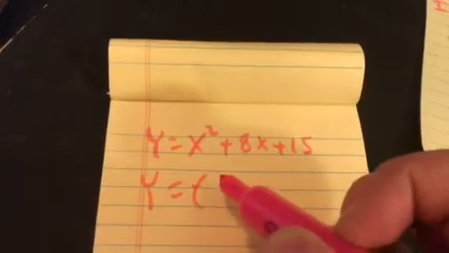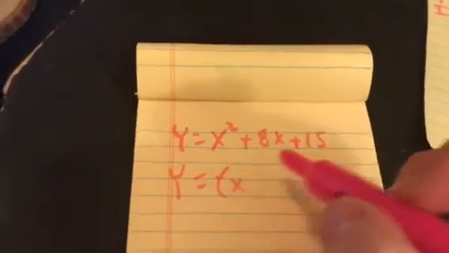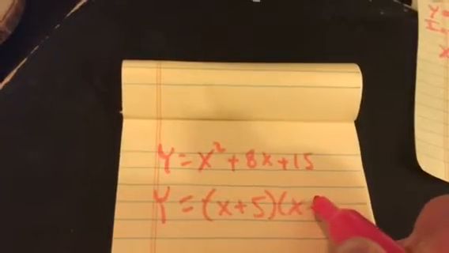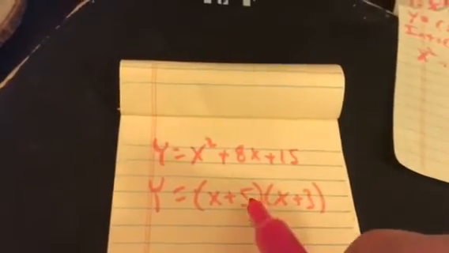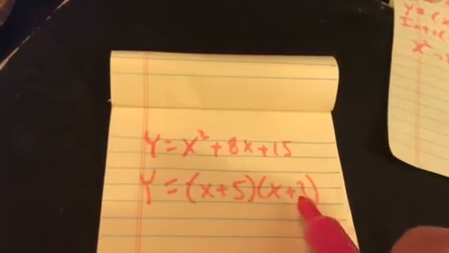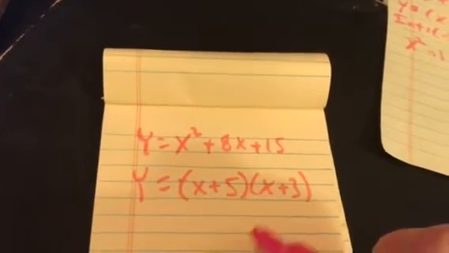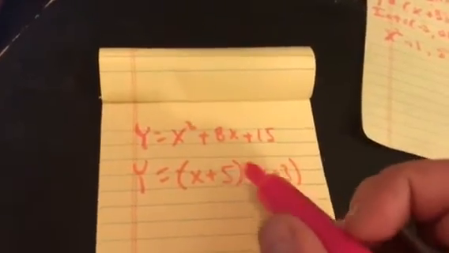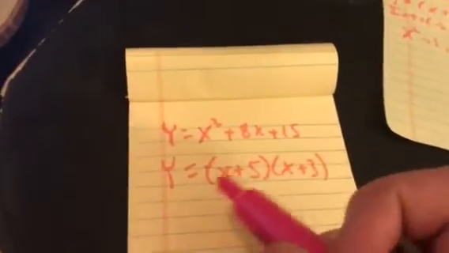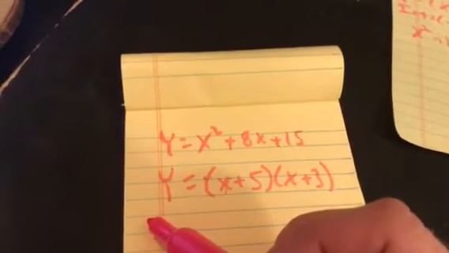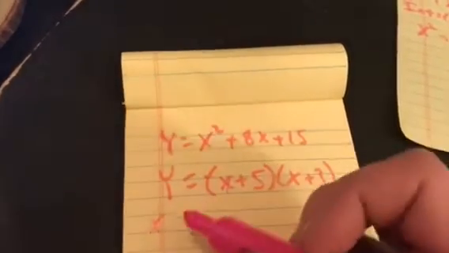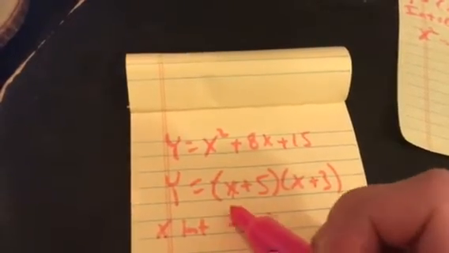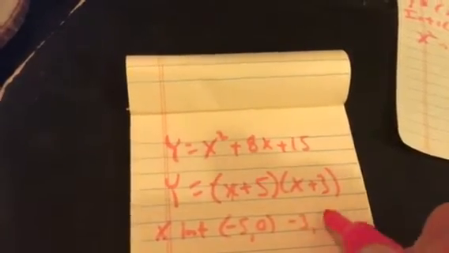So I know that x plus 5 and x plus 3. The 5 plus 3 will give me 8, and 5 times 3 will also give me 15. So that means that these will be equivalent. This tells me that I have two x-intercepts. One is at -5, 0, and the other is at -3, 0.